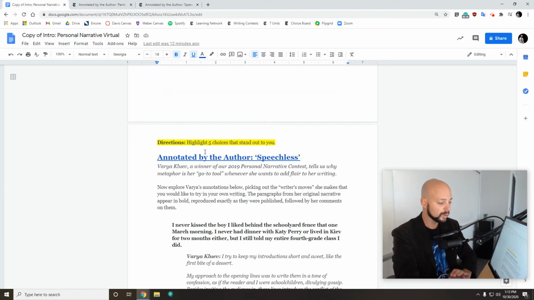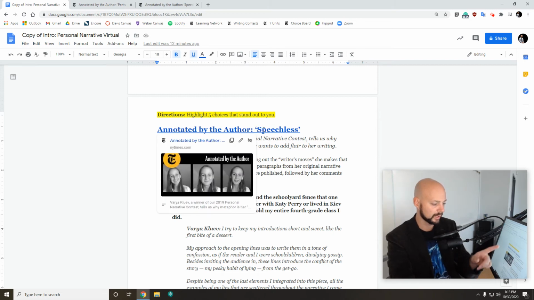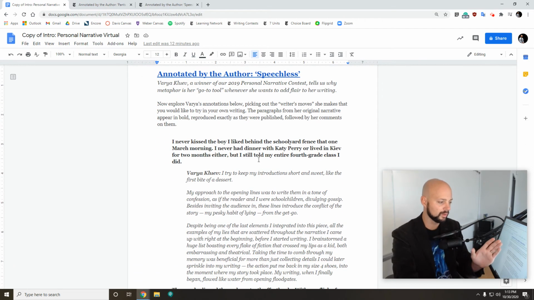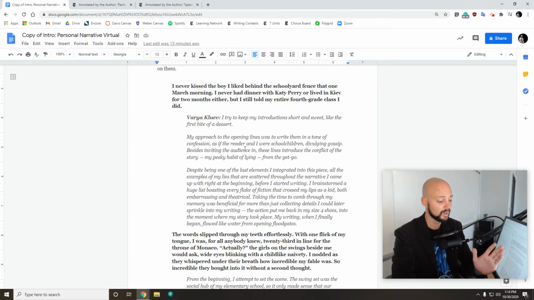Then you scroll down again, and once again, we're going to get the essay annotated by the author. Oop, I gotta fix that in my original one. But you're going to read this, and on the left, once again, in bold, you're going to get her original text, and then on the right, you are going to get her annotations.